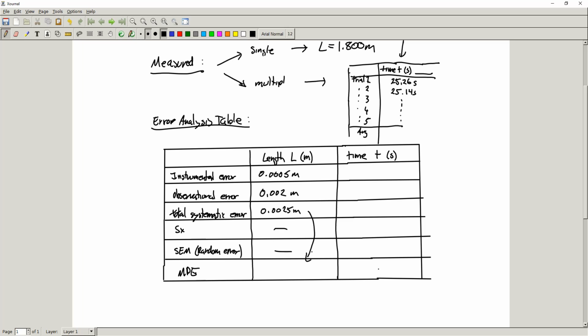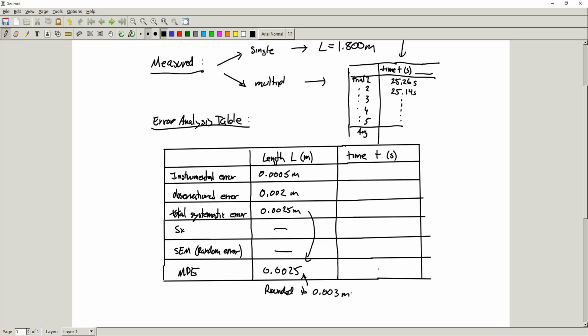So we simply bring down our total systematic error, 0.0025, and then you can make a note about rounding this. Let's say you had made this measurement up here. So we made the measurement of L is 1.800 meters here. So then I would end up rounding this. I would say rounded to 0.003 meters, right?